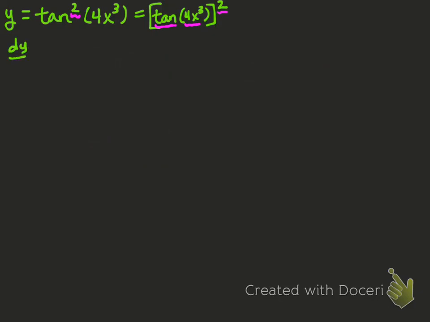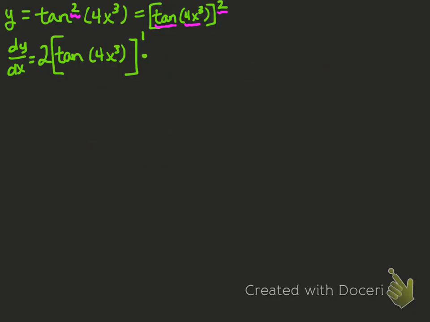First, dy dx is equal to 2 times whatever, and we're going to reduce the exponent by 1 to give a new exponent of 1. And of course you don't have to write that there. But the inside part here, tangent of 4x cubed, that's still the same. So I've done one derivative.